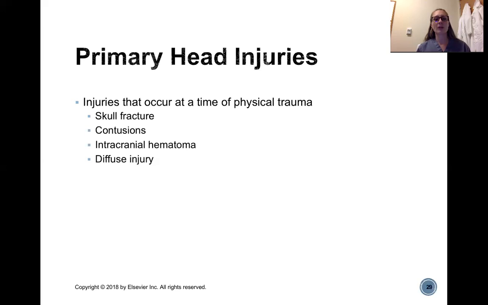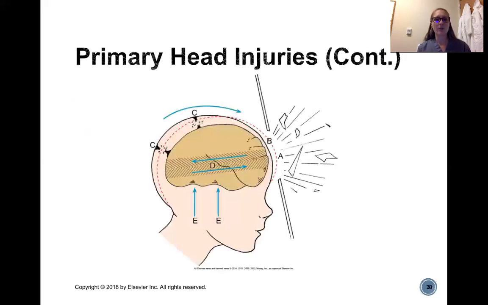When we talk about a primary head injury, we're talking about things that occur during the time of the trauma. So you can see the list of primary head injuries here, and you can see this picture here. Your primary head injury would be with A and B, and then you can see that the brain would potentially be moving. We could have injuries along the lines of C and D, where we have some detachment injuries there.